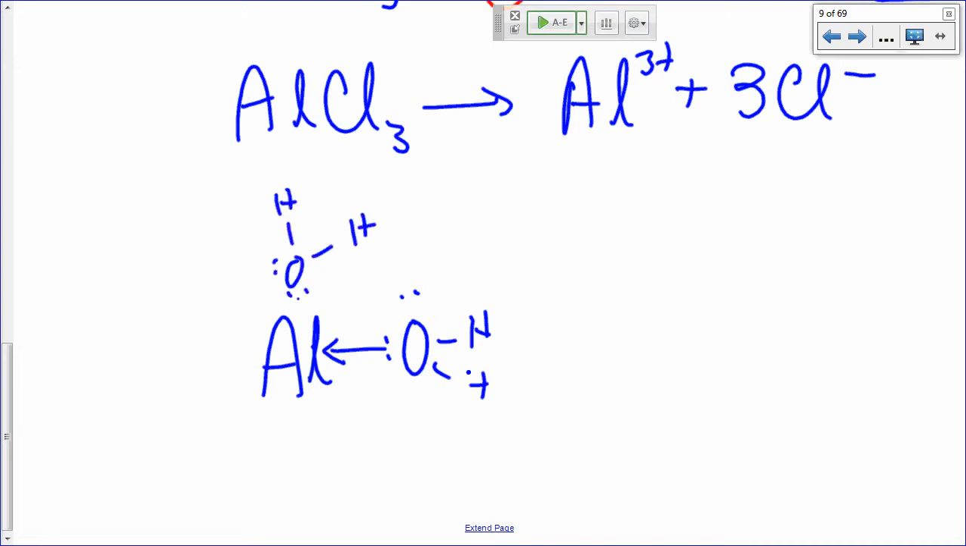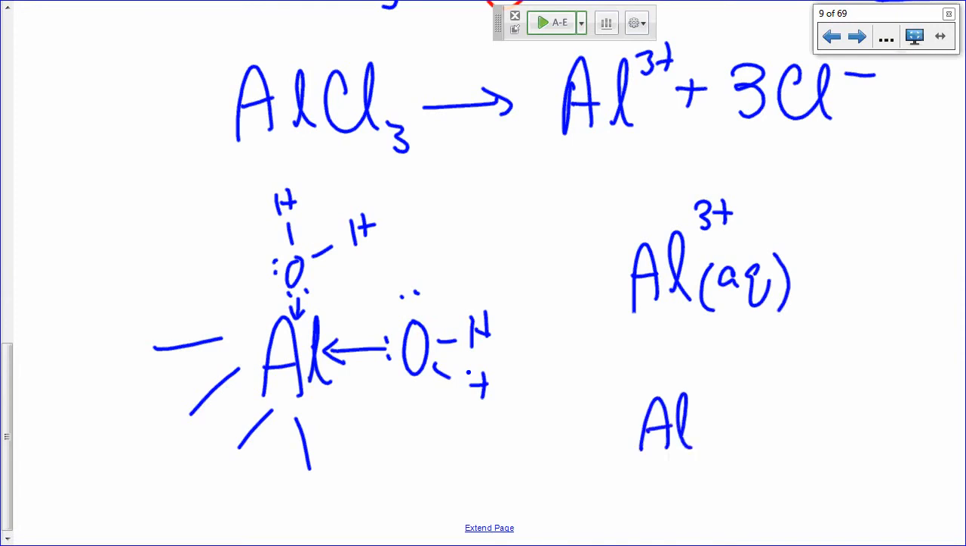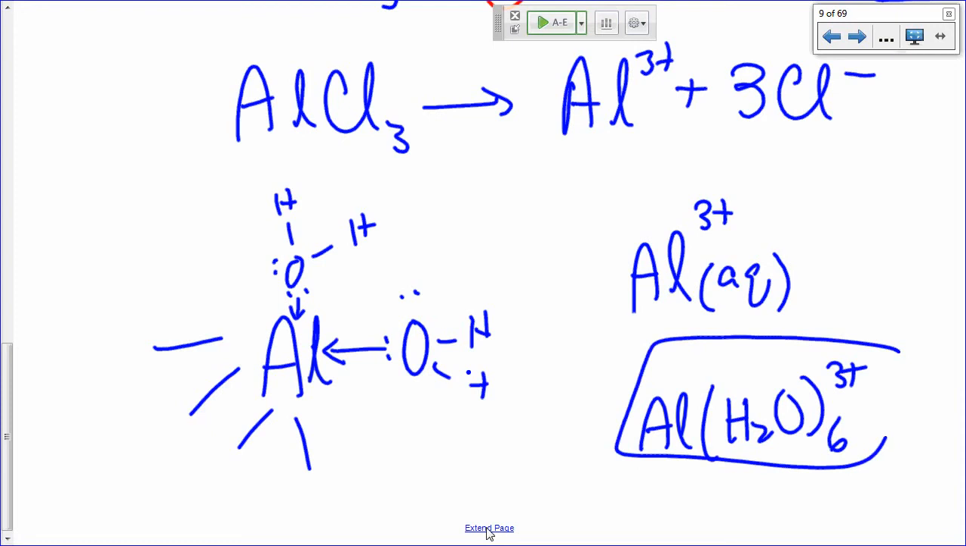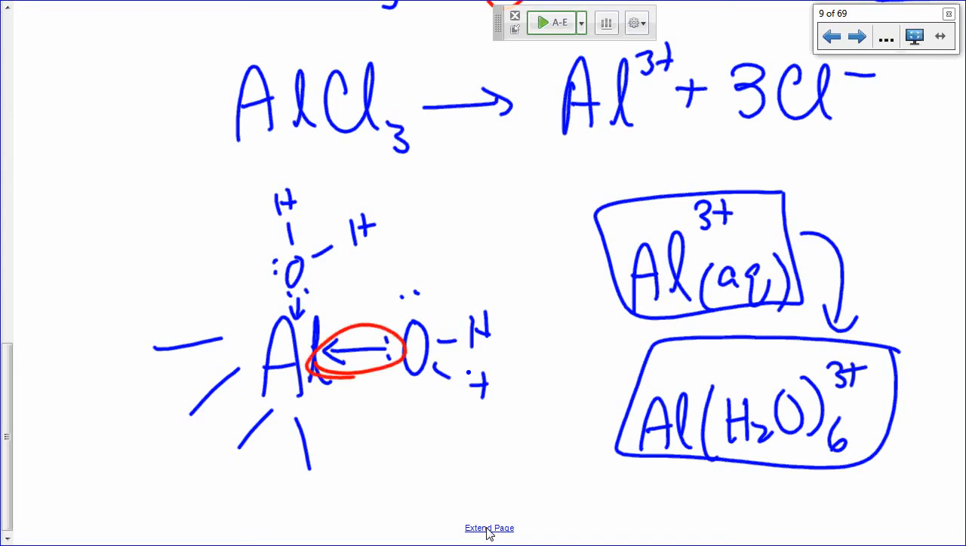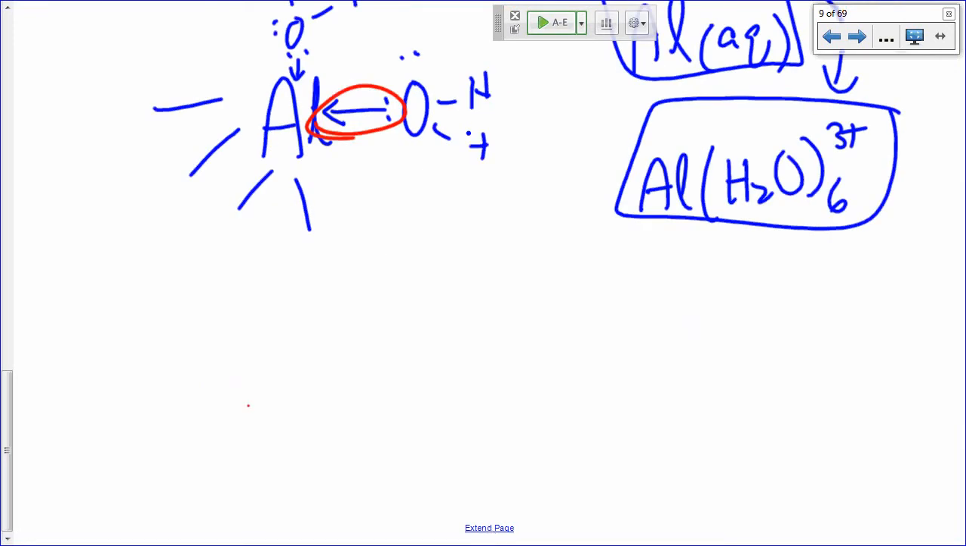When we say aluminum ion in aqueous solution, what we really mean is aluminum surrounded by 6 water molecules. This is actually what we call a complex ion. There's a covalent bond between the oxygen of the water and the aluminum. And here's what happens in the case of the aluminum ion.